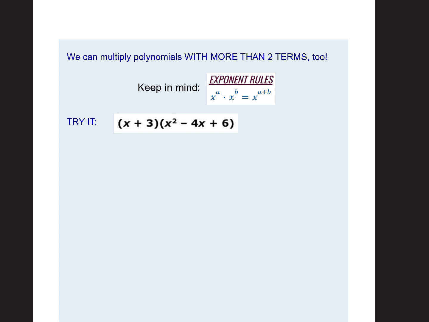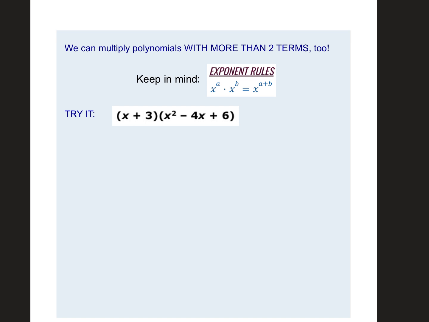Our last two examples are going to be multiplying polynomials that have more than 2 terms. So more than we would have with the FOIL method. And I'll show 2 different ways that you can organize this multiplication. The first method is what I call the double distribution method.